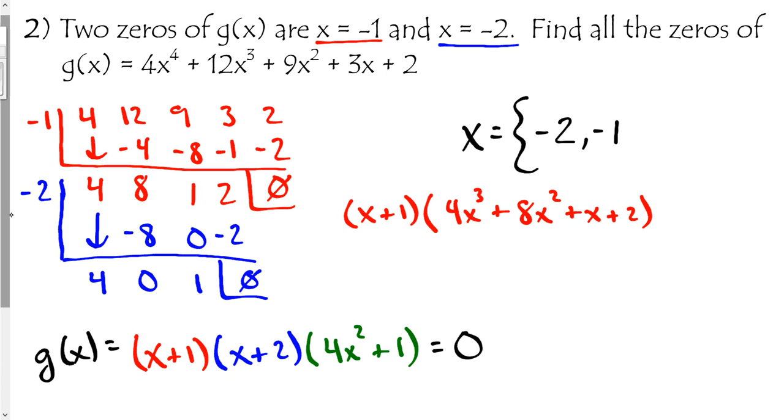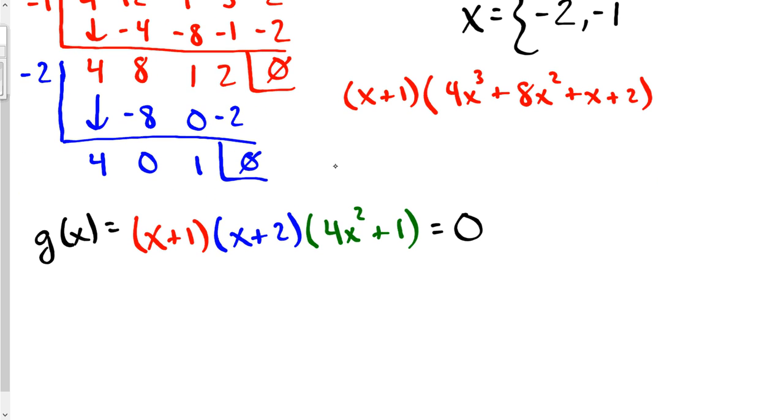Okay, but what I still have left to do is I still need to go and solve this green guy here. So I need to set 4x squared plus 1 to be equal to 0. Well, you should look at this and recognize that it only has a quadratic term. And because of that, we should solve it by taking square roots. So we're going to start by taking 1 away from each side. So I'm going to get 4x squared equals -1.